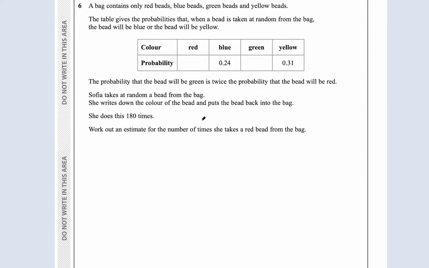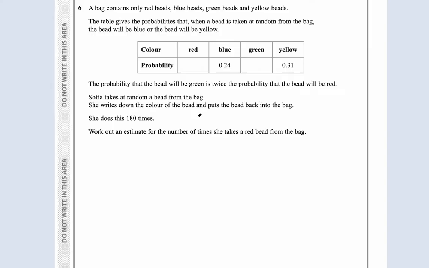Question 6. A bag contains only red, blue, green, and yellow beads. This table gives the probability. Taking one from the bag, the probability that the bead will be green is twice the probability that it will be red. She takes a random bead from the bag. She writes down the color, puts it back in the bag. She does this 180 times. Estimate for the probability. Okay, so let's just call this 2x. The probability for green is 2x, and red is x.